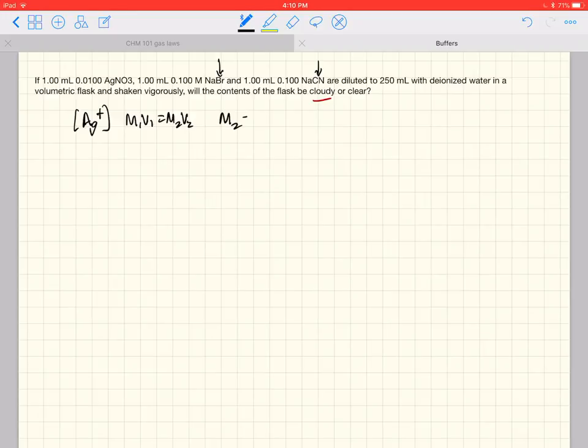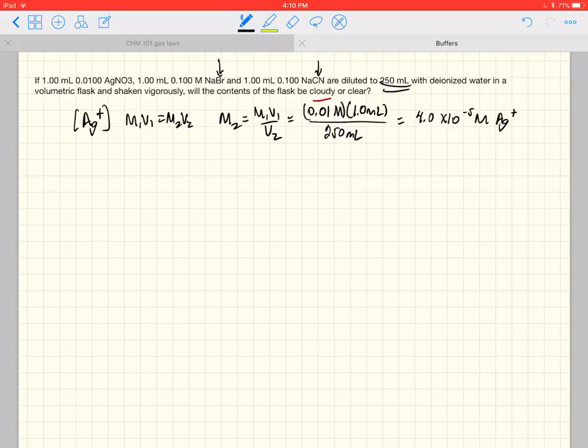And we want to know what the final molarity is when all of these things are mixed and diluted with water. So the initial molarity is 0.01 molar silver ion, and we're adding 1 milliliter of that to a flask that's being diluted with 250 milliliters total volume of water. So on our calculator, let's get that value there. I get 4.0 times 10 to the minus 5th molar silver ion.